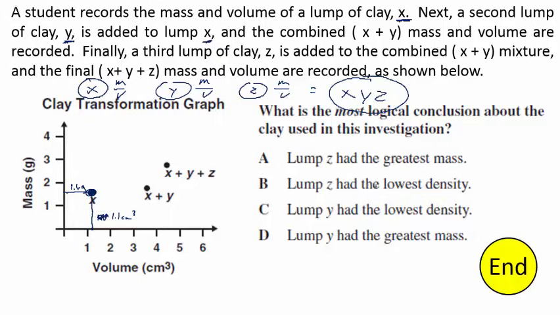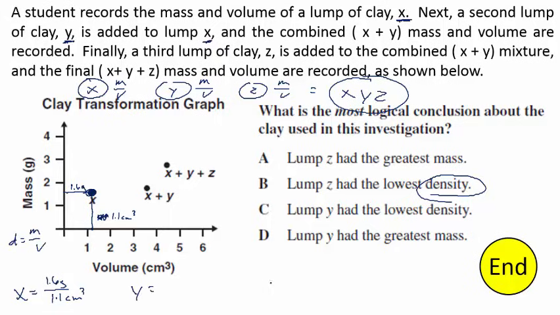I'm going to write this down as a density, and I'll explain why. When I read the answers over here, I see this word density, and I knew it was coming, but maybe you didn't know, but they want you to calculate the density or estimate the density. So lump X has a mass of 1.6 grams over a volume of 1.1 centimeters cubed. And the reason I know that is because density is equal to the mass over the volume.